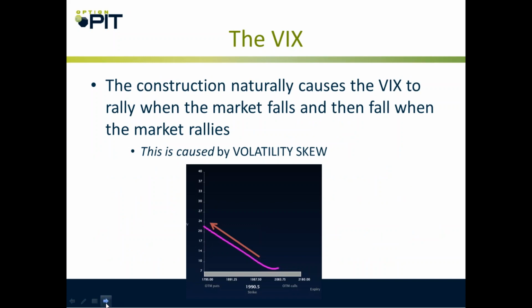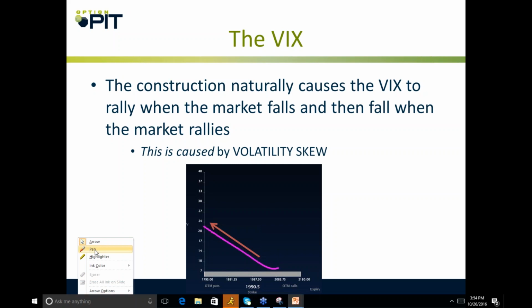So the construction of the VIX also naturally causes it to rally when the market falls and fall when the market rallies. And this is also caused by skew. Remember, the weighting of the VIX puts more emphasis on at the money. So if my at the money is right here, that's going to have the most weighting. Well, even if volatility doesn't increase and the underlying falls to, let's say, here, what's going to happen to my VIX, even though volatility itself didn't really move?